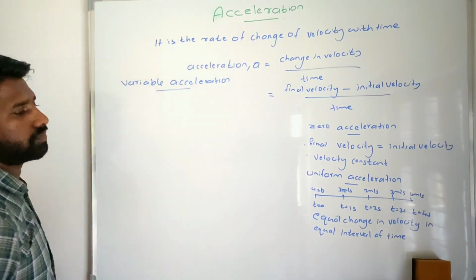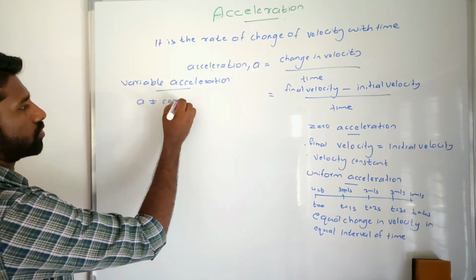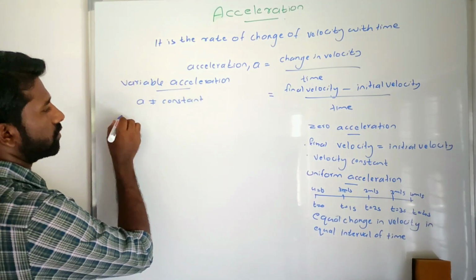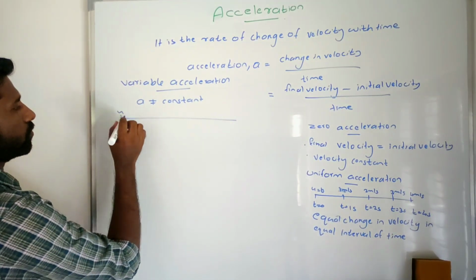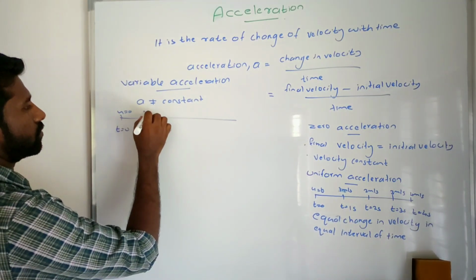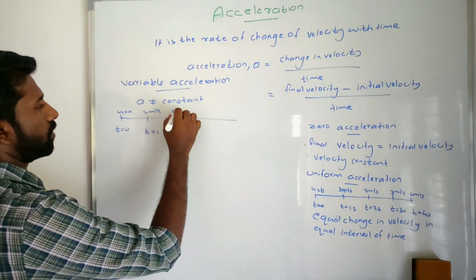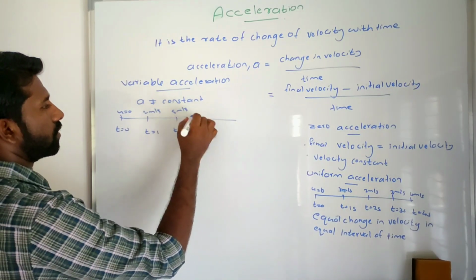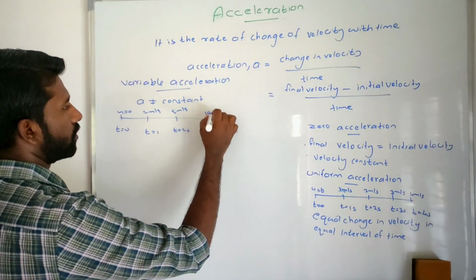Variable acceleration: the value of acceleration is not constant. We will take an example like this. Initially, at t equal to 0, u is the velocity. Next, after 1 second, 2 meters per second. After 2 seconds, 5 meters per second. After 3 seconds, it is 10 meters per second.